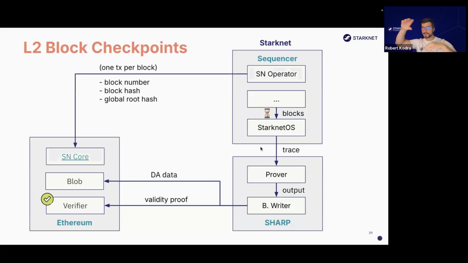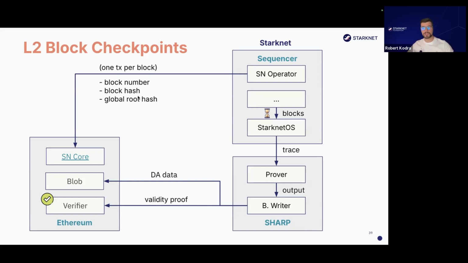Once this loop is done, there's a module that interacts with this checkpoint. This module is called the Starknet operator. What the Starknet operator does is interact with another Solidity smart contract called SN Core. This performs periodic checkpoints of the layer 2 state. It interacts with this smart contract with a transaction per block, and in this transaction they only send the key variables: the block number, the block hash, and the global root hash. These are the main important things being sent as a transaction.